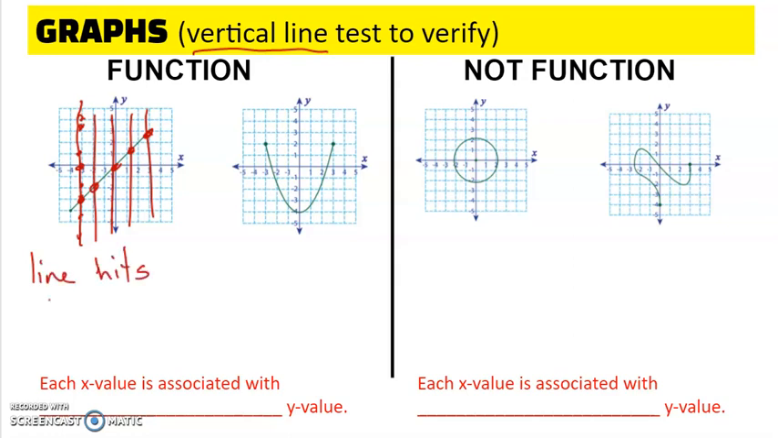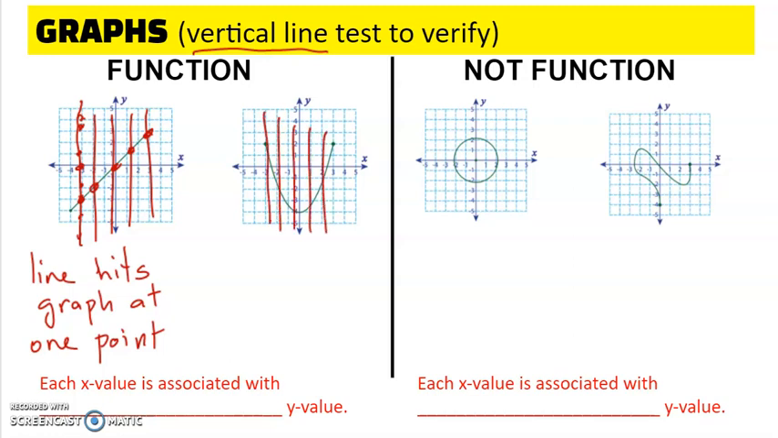So I'm going to tell myself, line hits graph at one point. That's how I verify that the X doesn't repeat. So if I look at it again, whoa, that's a really bad line. Okay, straight lines, just checking, it's only hitting once. That tells me no X repeats. So each X value is associated with only one Y value, okay? So let's look again. Not function, not function.